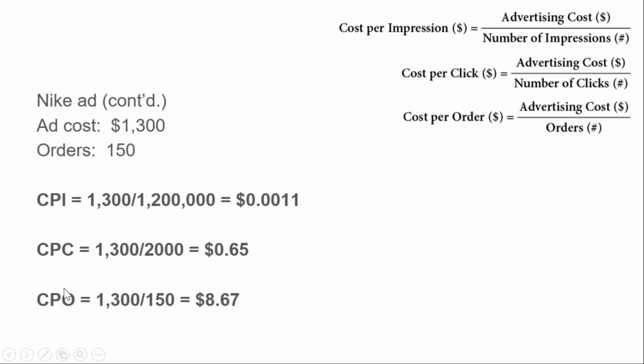Then we have cost per order. We know that we got 150 orders from this particular ad, which cost us $1,300. Therefore, our cost per order is $8.67. So the question then, is that good? Is that bad? We don't know. It depends on a lot of things. What is your typical margin on that particular product?